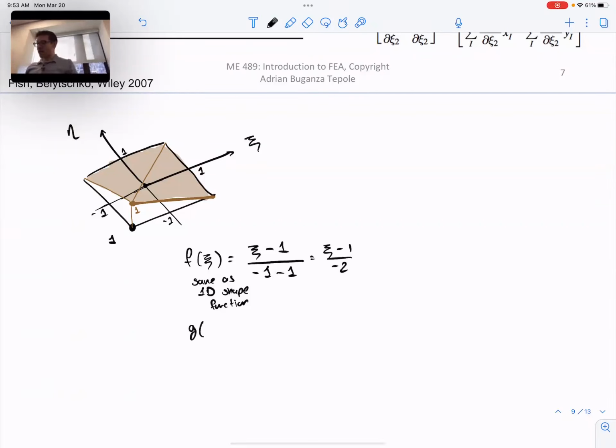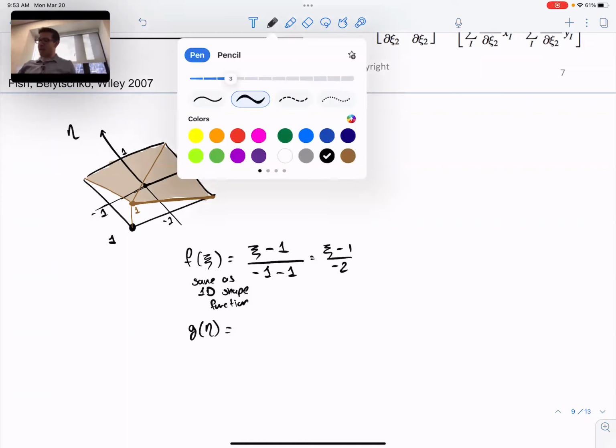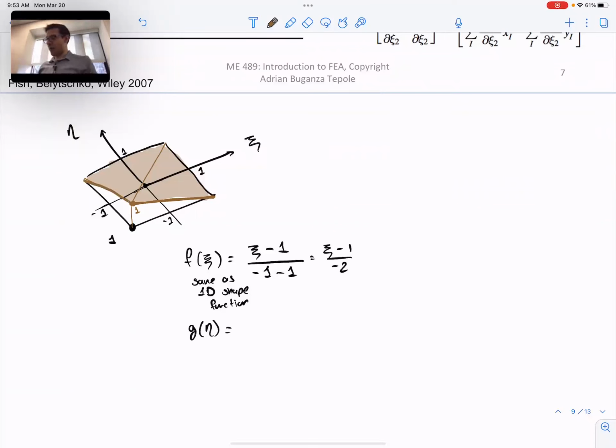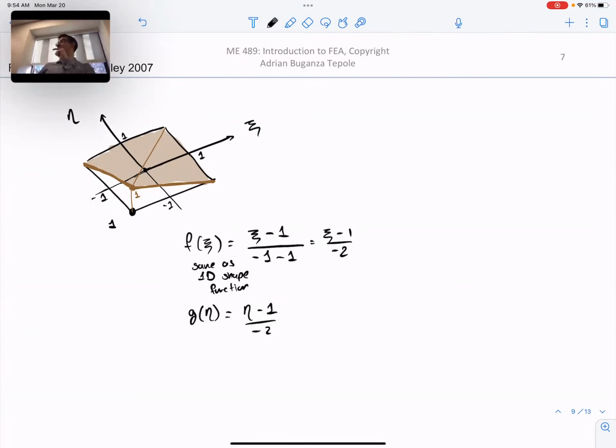What is a function of eta such that it also is like that, so that it is 1 when eta is minus 1, but it's 0 when eta is plus 1? Exactly, the exact same thing, but with eta. And that gives us a way of building the shape function that is going to be 0 at those two and also at the last node. So the first shape function of the quadrilateral, which is a function of psi and eta, is just the multiplication of these two.